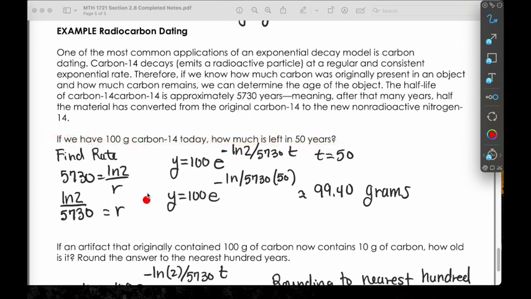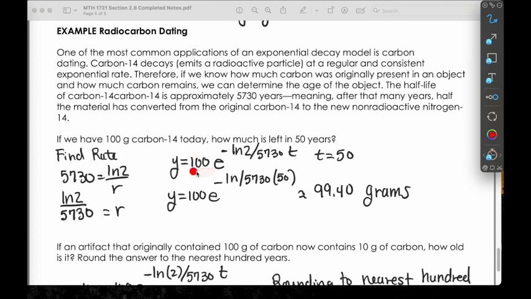So in order to set up an equation, I need to know what the rate is. We know what the half-life is. That was given to us here. But we need to find the rate to plug it into our formula. So our half-life is 5,730, that was given to us, and that's equal to the natural log of 2 over r. So when we solve for r, we get the natural log of 2 divided by 5,730. When we put this into our formula, remember that this should be a negative number because this is a decay problem.